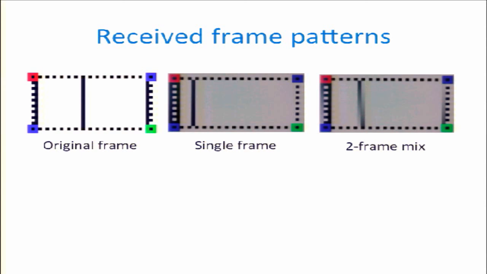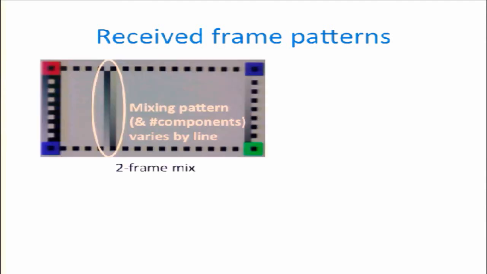Now, if we zoom in a little more, actually, the mixing pattern changes by line. When I say the mixing pattern changes, it also implies you might have different numbers of frame components. For example, at the top, maybe there's just the first frame, and somewhere in between you get both frames, and then by the time you get to the bottom line, it's mostly the second frame. That's actually quite possible.